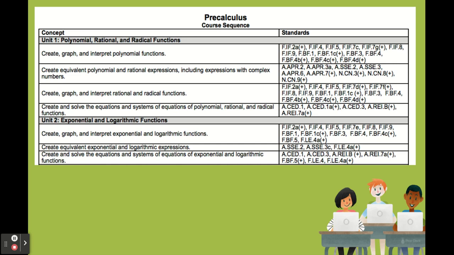So Unit 1 says polynomial, rational, and radical functions. The easiest thing you can do is study and look up what a polynomial function is, what a polynomial expression is, and what the graph looks like. Once you understand what those functions and expressions are and what the graph looks like, everything else pretty much builds off of that and starts to come into play.